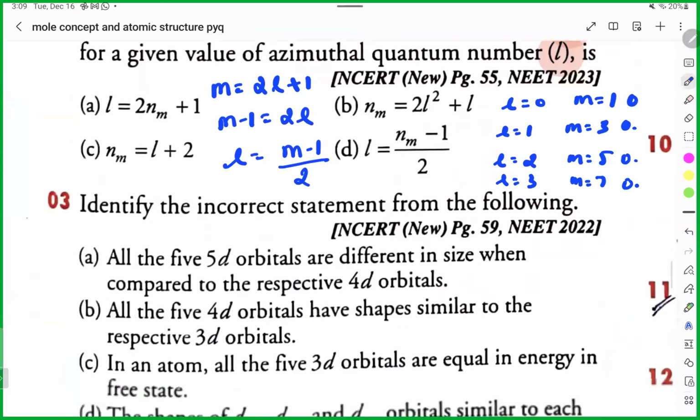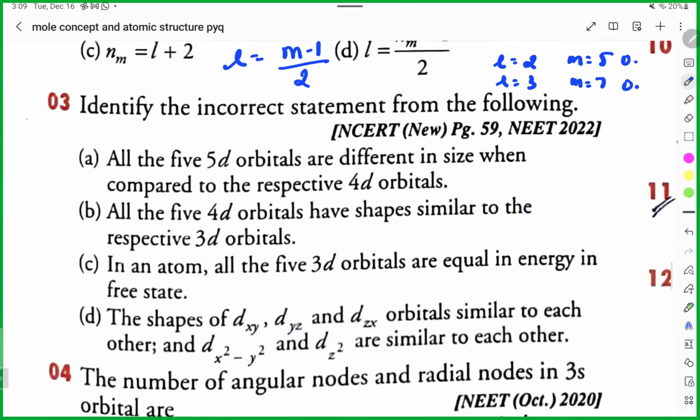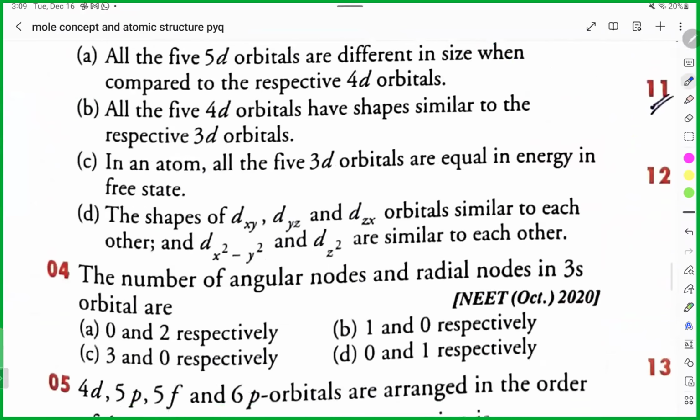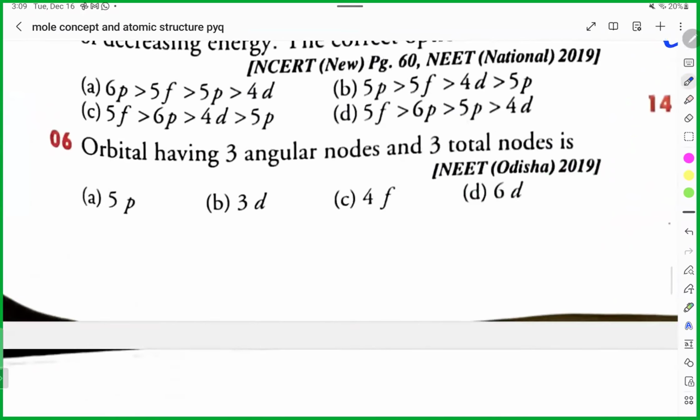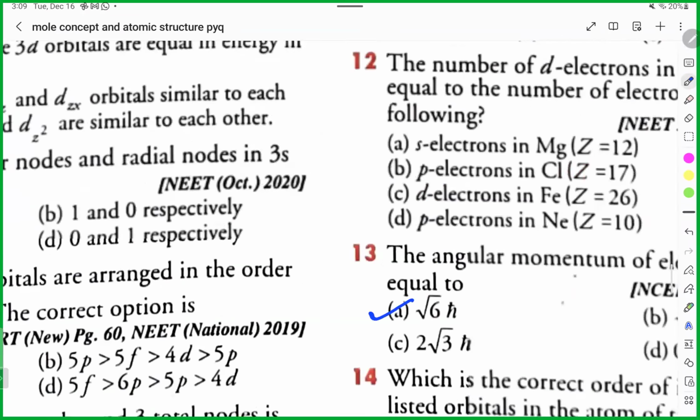Okay. Next, incorrect. We will discuss more about this in the coming part. Node, internode will do later.